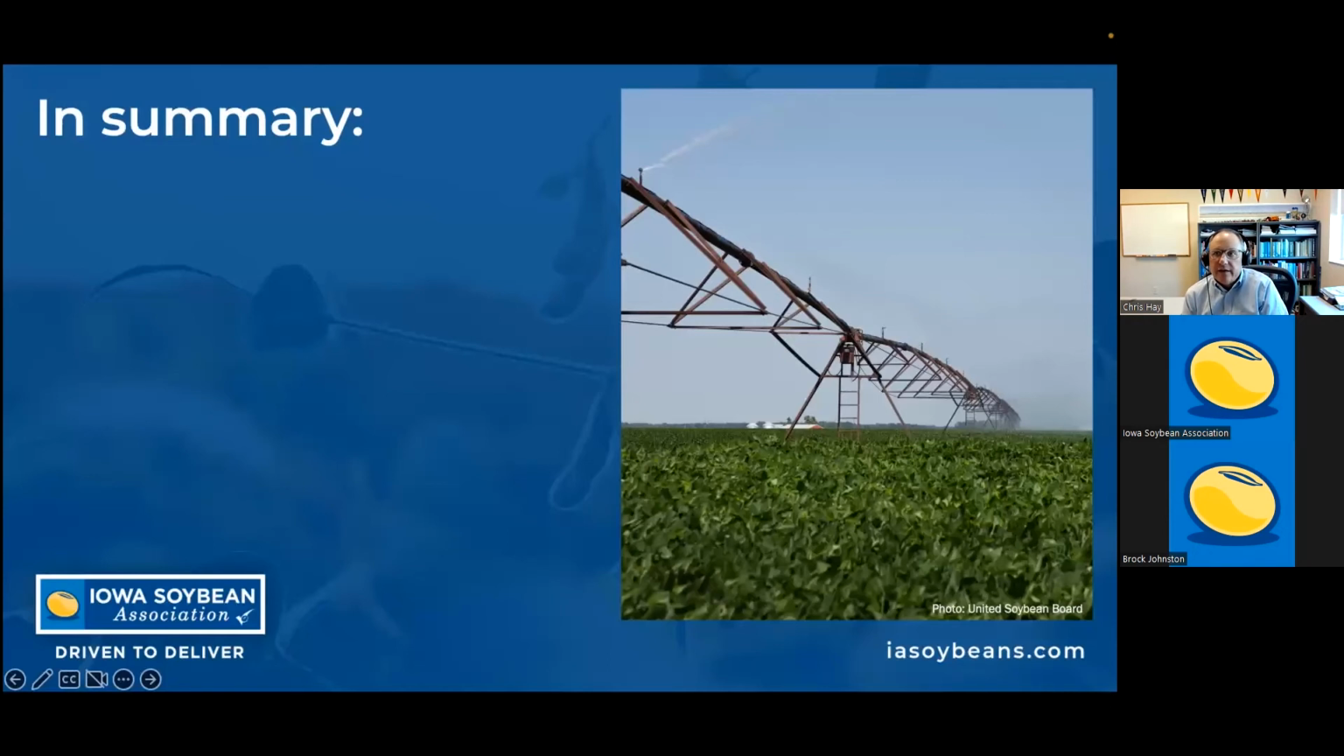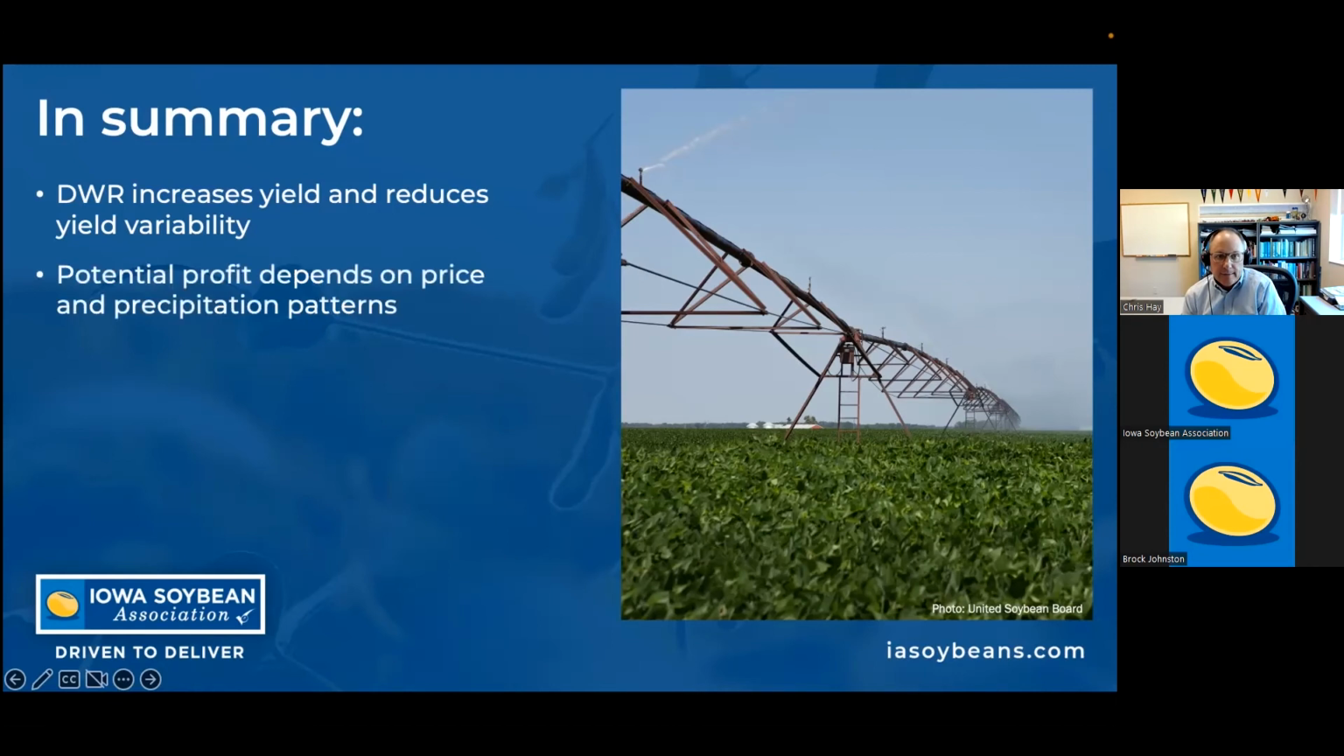And so with that, just to wrap up what I've tried to cover here today. We know drainage water recycling will increase yield, as well as reduce yield variability. So we'll get more consistent yields over time with that practice. The potential profit from the system really depends on prices and also precipitation patterns.